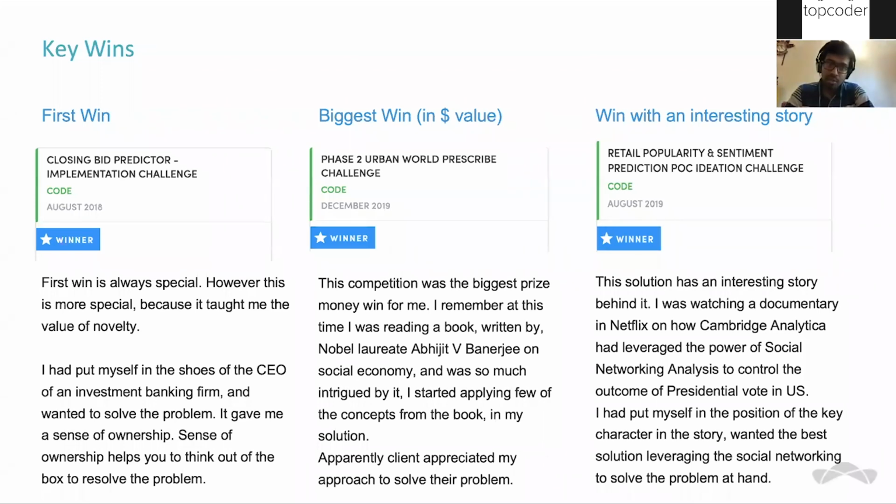My first win, obviously, is a special one to everyone. The first win was a closing bid predictor, an implementation challenge which happened in August 2018. The problem statement was from an investment banking firm. In Topcoder we do not know the actual customer name, so it was just the investment banking domain, and the challenge was to understand who will win the bid for a merger and acquisition program. We had to create an algorithm on top of that. I wasn't able to submit in the ideation phase, I remember, but I submitted in the implementation phase of the challenge. And I was lucky that I won that one. That was my first contest.